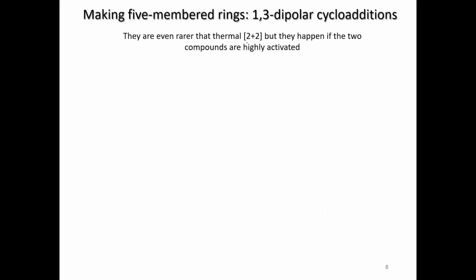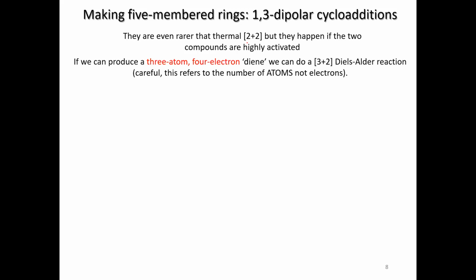Okay, now let's go to the 1,3 dipolar cycloadditions. They are rarer than the thermal 2+2, but again, they happen when you have one of the two reagents which is highly activated for that, okay? If you want to have a dipole, it means that you have separation of charges in the same molecule. You have a minus and a plus in the same molecule, and they have to be one next to each other in order to form new 5-member rings in this case, or 6-member rings as well.